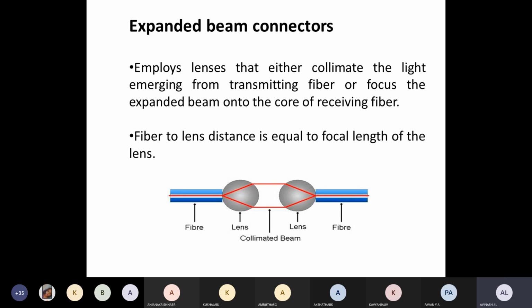So here in the expanded beam connectors, if you are seeing, it employs the lenses that either collimate the light emerging from the transmitting fiber or focus the expanded beam onto the core of the receiving fiber. The fiber to lens distance is equal to the focal length of the lens.